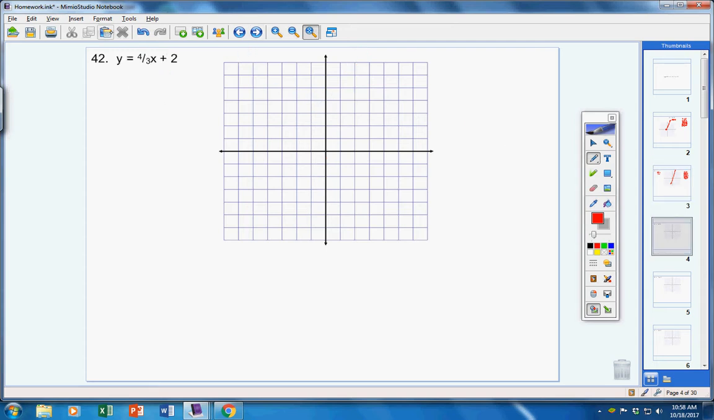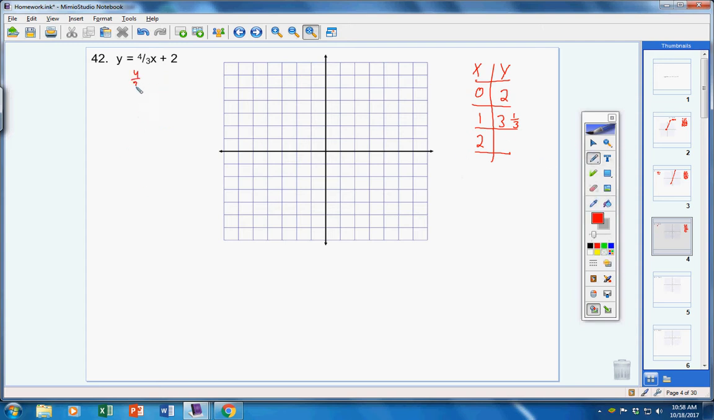Alright, number 42. I'm going to put in 0, 1, and 2 for x. So for x, I'm going to substitute 0. 4 thirds times 0 is 0. 0 plus 2 is 2. Pretty simple. Next, I'm going to substitute 1 in for x. 4 thirds times 1 is 4 thirds. And of course, 4 thirds is the same thing as 1 and 1 third. So 1 and 1 third plus 2 more is 3 and 1 third. Alright? And then lastly, we're going to substitute 2 in for x.